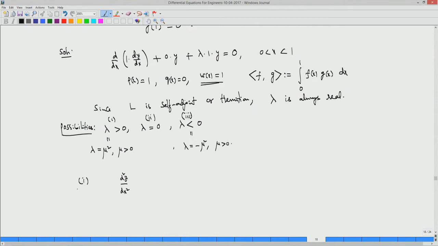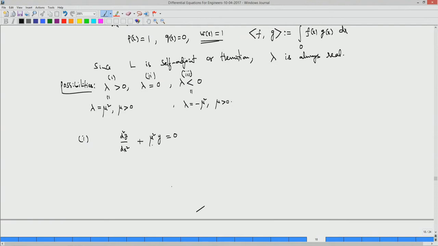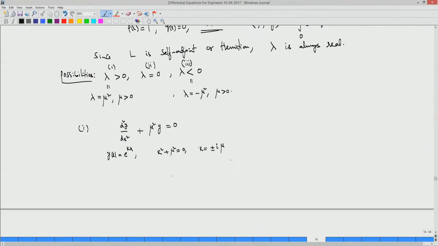So, we look at the case 1, that is you take the equation d square y by dx square, q is 0, plus lambda, which is now mu square, y equal to 0. So, this is a second order equation with constant coefficients. I know its solution by earlier methods. You look for y of x as e power kx, okay, what you get is k square plus mu square equal to 0. So, that gives me k equal to plus or minus i mu, okay.